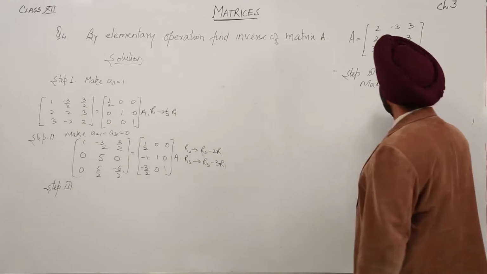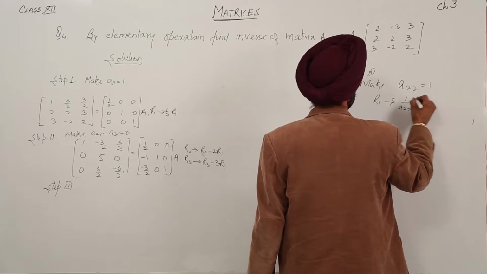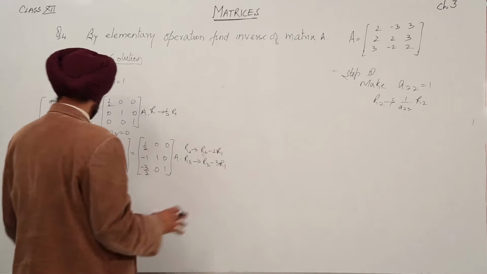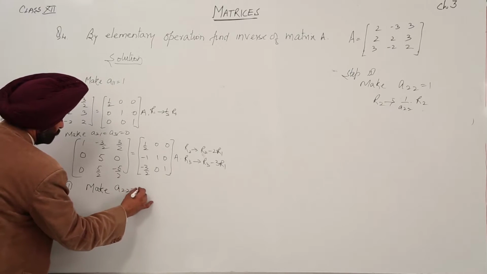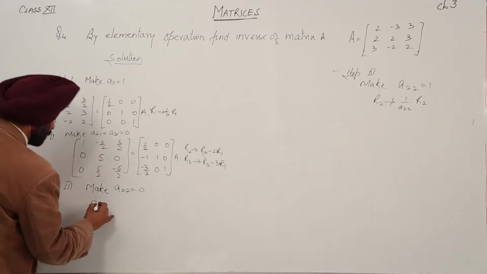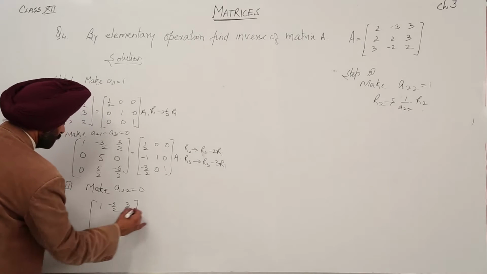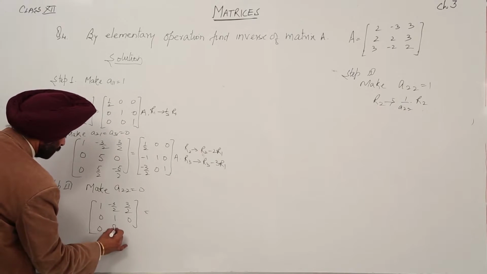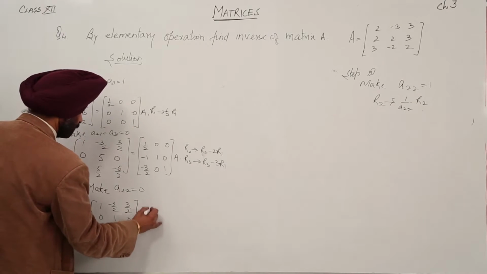Okay. So what we are going to do? R2 approaches 1 upon A22 into R2. Now step 3, make A22 equal to 0. Now we are changing only the second row. Okay. So it is 1, minus 3 by 2, 3 by 2, 0, 1, 0, 0, 5 by 2, minus 5 by 2. And this side we are getting.